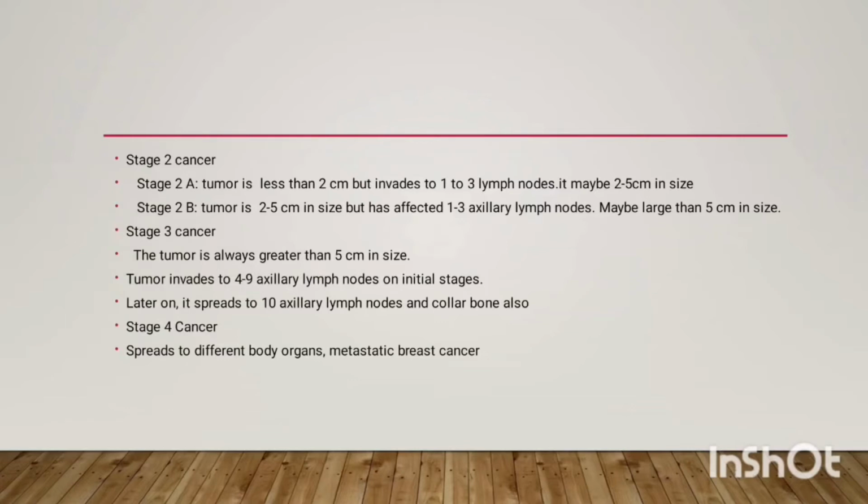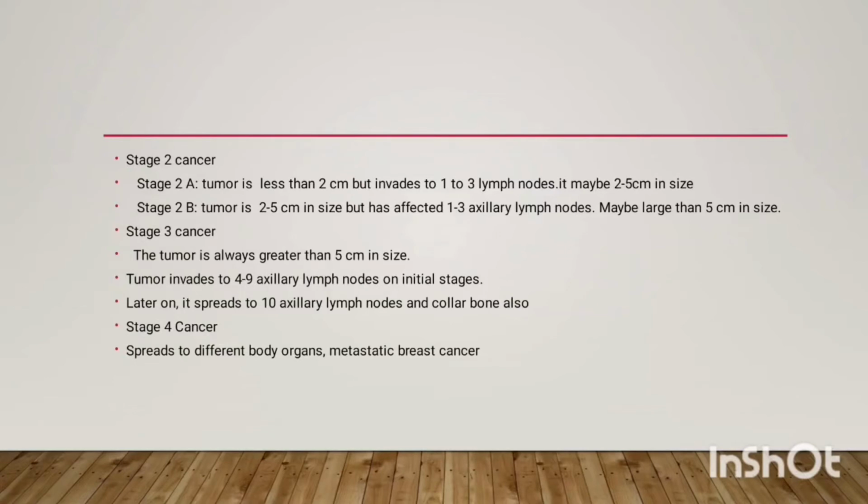It may be 2 to 5 cm in size and it doesn't metastasize if its size is 2 to 5 cm. Then stage 2B. Stage 2B tumor is 2 to 5 cm in size but has affected 1 to 3 axillary lymph nodes, or may be larger than 5 cm in size.